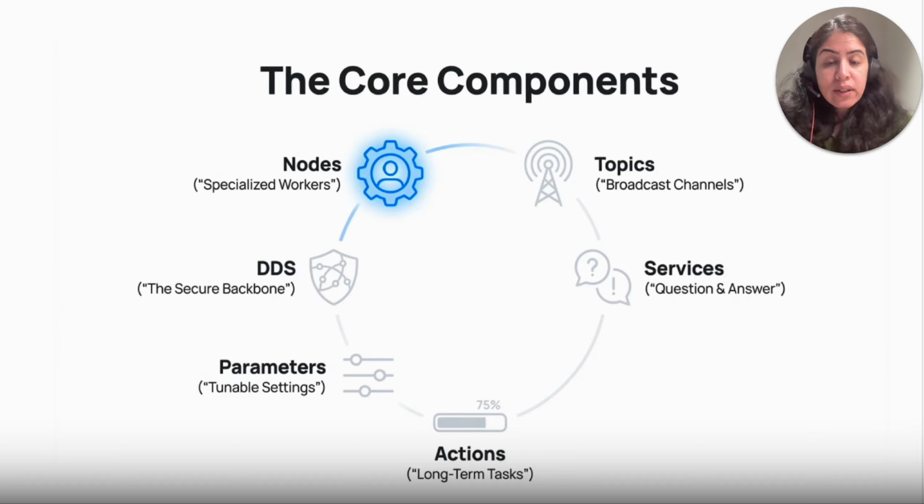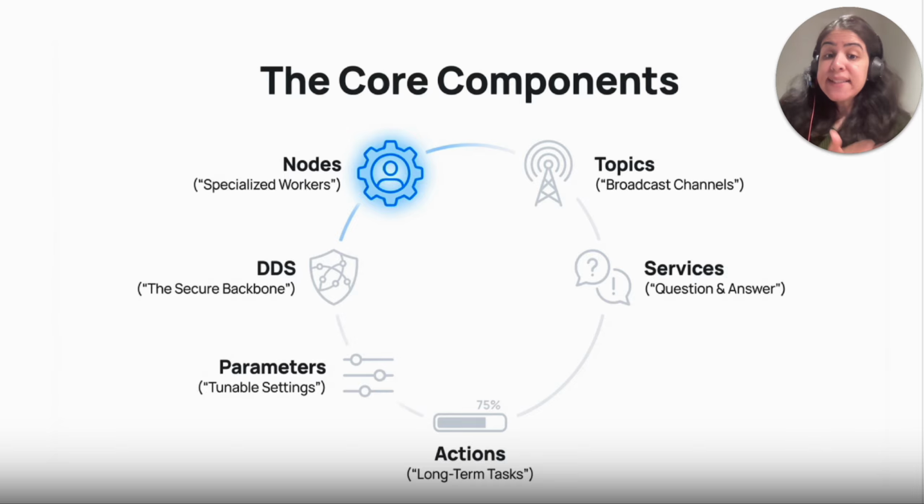The second one is the communication channel, which is called as topics. Topics are how these nodes share information. So think of them like radio stations. Some nodes broadcast information and the others tune in to listen. So, for example, the camera node broadcasts images on a topic called slash camera slash image.